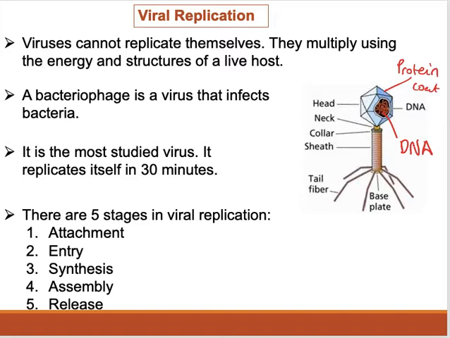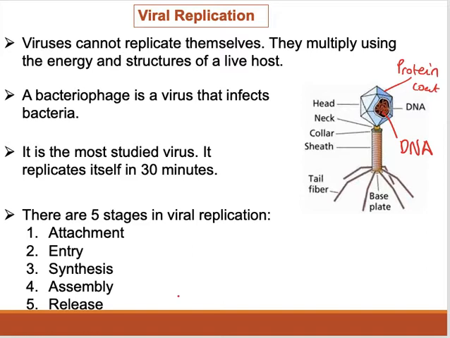This bacteriophage, we're going to follow it through the process of replicating, which it can do every 30 minutes. So there are 5 stages in our replication: attachment, entry, synthesis, assembly, and release. Now, at first they sound quite daunting, but you need to visualize what's happening here. You have a virus attacking a bacterial cell. How is it going to attack the bacterial cell? How is it going to get in there and use that bacterial cell for making copies of itself?